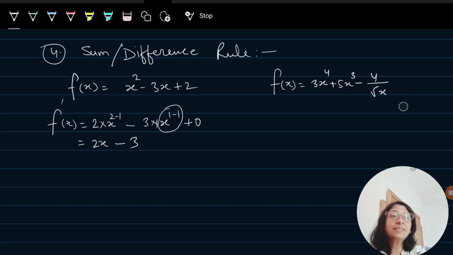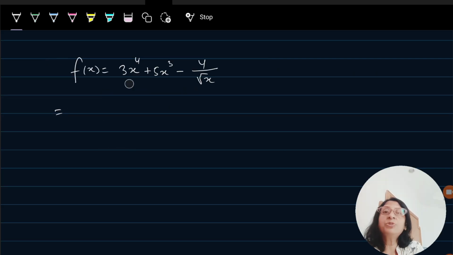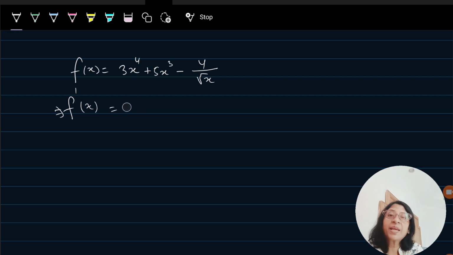Now come to this function. Isn't it looking a little bit harder, but it is not, right? So how to do this question? Here we will see that the derivative of this x is equal to, look at this, here we have n is equal to 4, right? So we will multiply 3 into 4 into x raised to the power 4 minus 1. Okay. Now the second term, we have 5 into, 3 is there, right? So we will write here 5 into 3 and into x raised to the power 3 minus 1.